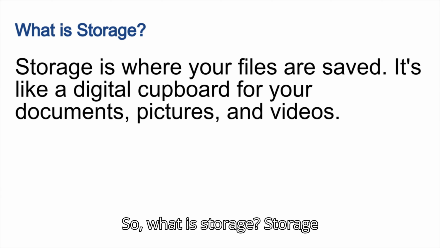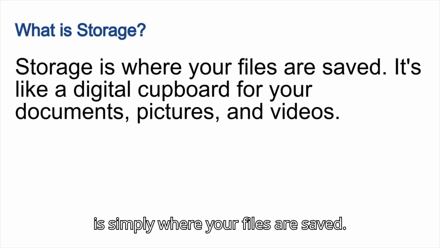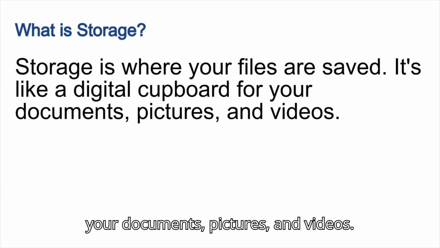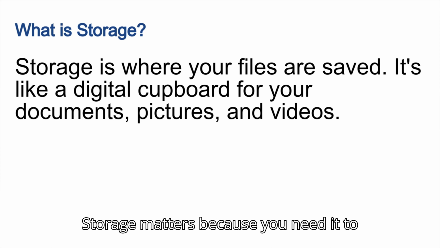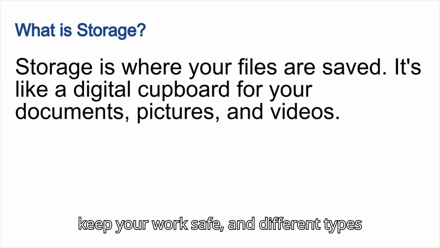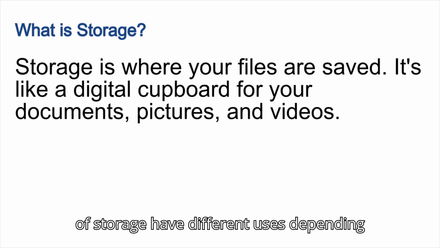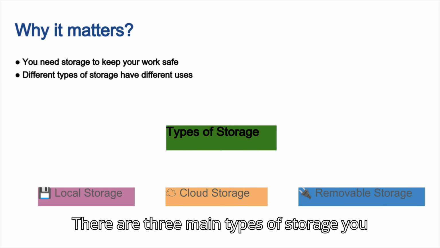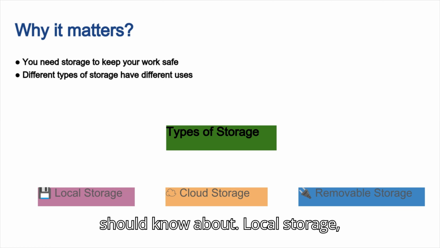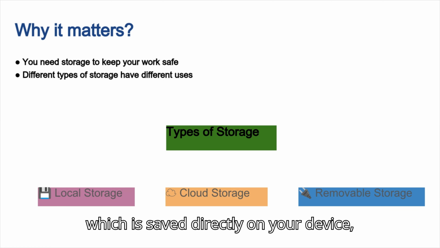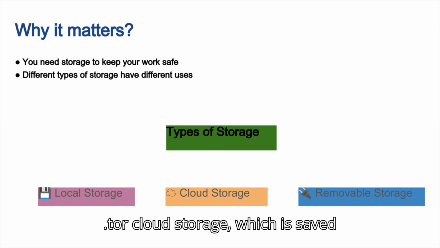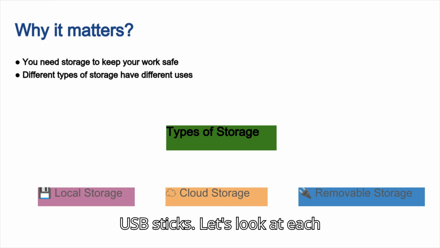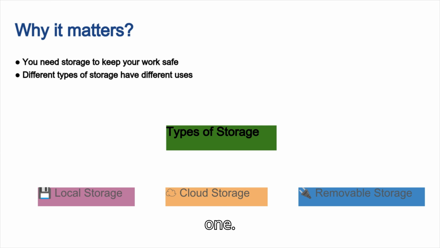So, what is storage? Storage is simply where your files are saved. Think of it like a digital cupboard for your documents, pictures, and videos. Storage matters because you need it to keep your work safe, and different types of storage have different uses depending on what you need. There are 3 main types of storage you should know about. Local storage, which is saved directly on your device. Cloud storage, which is saved online. And removable storage like USB sticks. Let's look at each one.